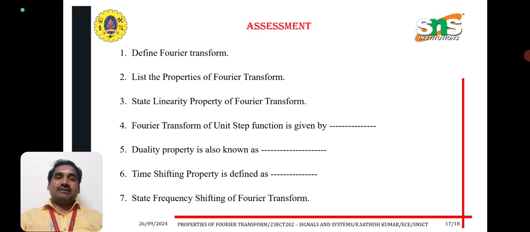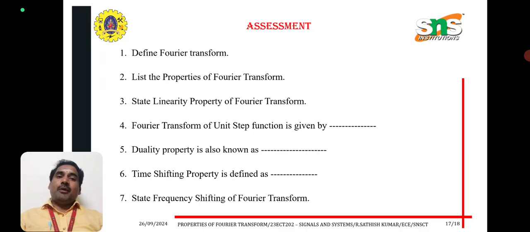Define Fourier transform. Fourier transform is used for analysis of non-periodic signals, for conversion from the time domain representation to the frequency domain representation. X(ω) is equal to the integral from minus infinity to plus infinity of x(t) e^(-j2πft) dt. List the properties of Fourier transform: linearity property, time shifting property, frequency shifting property, duality property, area under x(t) and X(f), convolution property, etc.